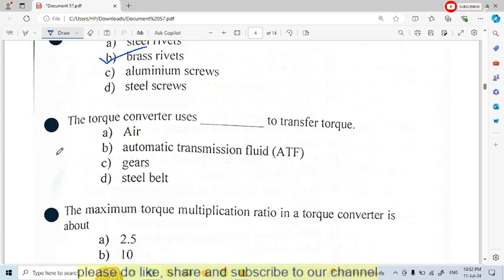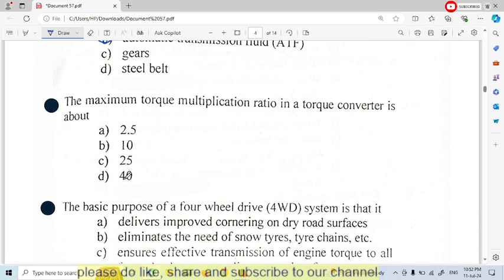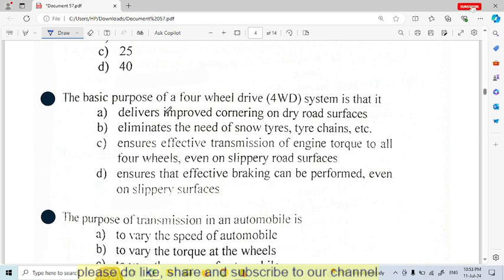Okay. Next, the torque converter uses automatic transmission fluid, that means ATF, to transfer torque. Next, the maximum torque multiplication ratio in torque converter is about 2.5. This is also an important question. You have to remember. Okay. Next, the basic purpose of four-wheel drive 4WD system is that it ensures the effective transmission of engine torque to all four wheels even on a slippery road surface. So option C is the correct.